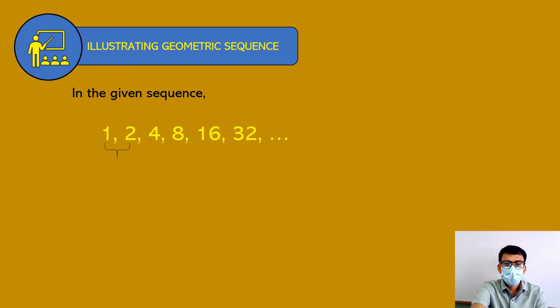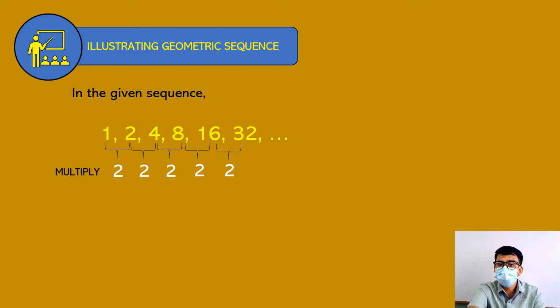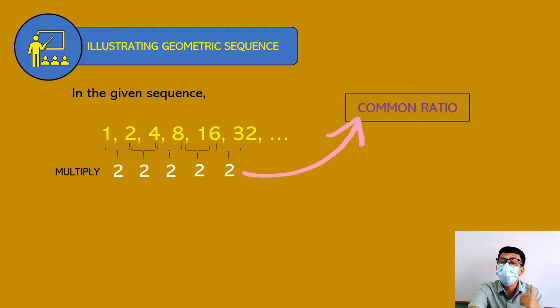When you go to the second term from the first term, you multiply it by 2, right? 1 times 2, that is 2. 2 times 2, that is 4. 4 times 2, that is 8. 8 times 2, that is 16. 16 times 2, that is 32. So there is a common number being multiplied to get the next term of the sequence, right? That is what we call the common ratio.